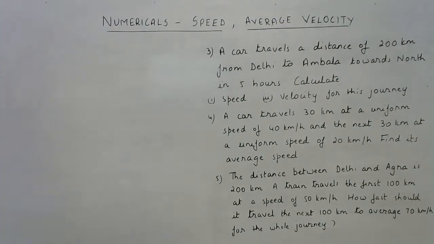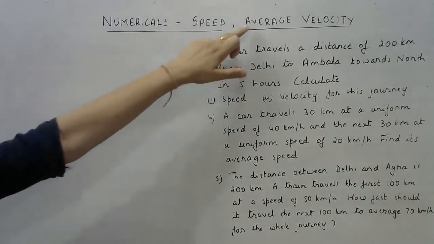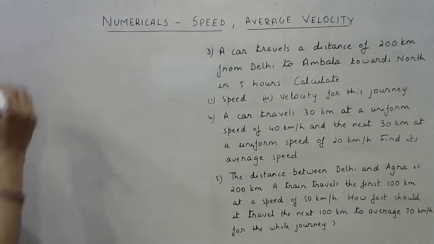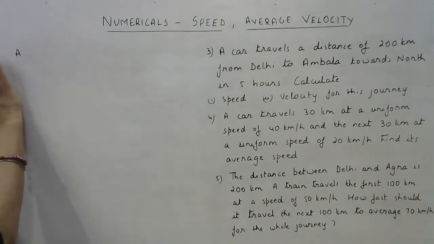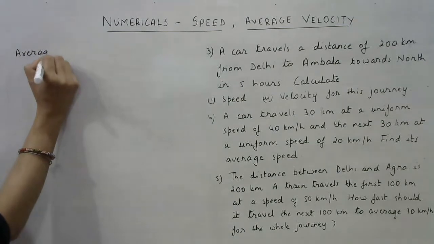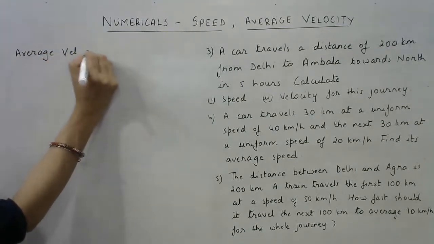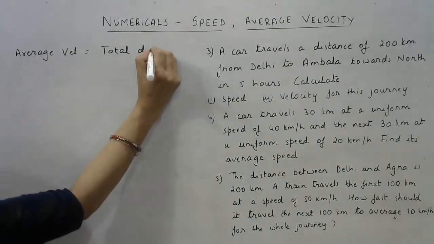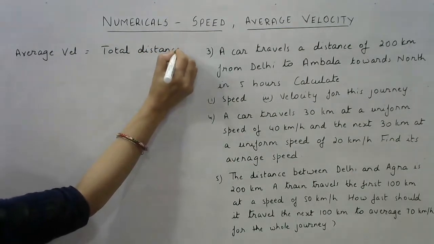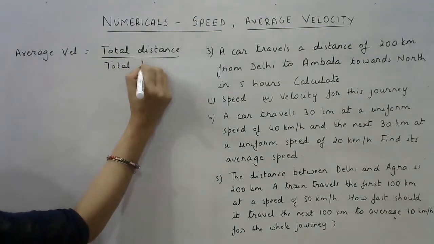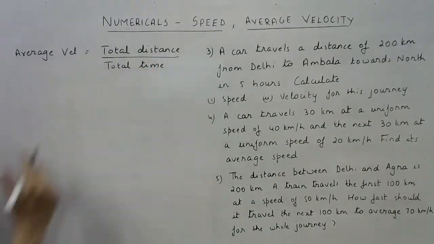A car travels... now these two questions are based on average velocity. First I'll tell you what is the formula for calculating the average velocity. The formula for calculating the average velocity is total distance upon total time. So this is the formula that we use when we are calculating average velocity.